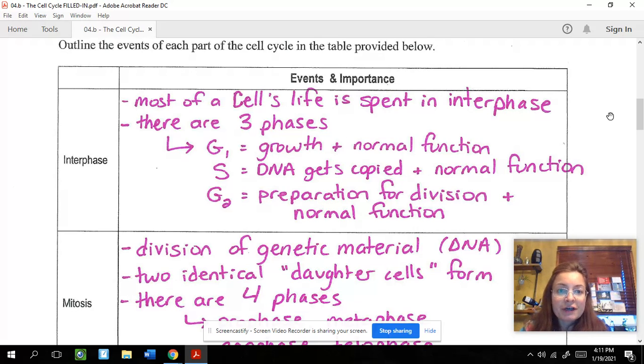And as I mentioned earlier, there are three components or phases of interphase. G1, which is growth and normal function of the cell. S, or synthesis, when the DNA gets copied and again, the cell is functioning as normal. And G2, which is the second growth phase, is when the cell's preparing for division and again, just doing what the cell needs to do for part of its normal functioning.